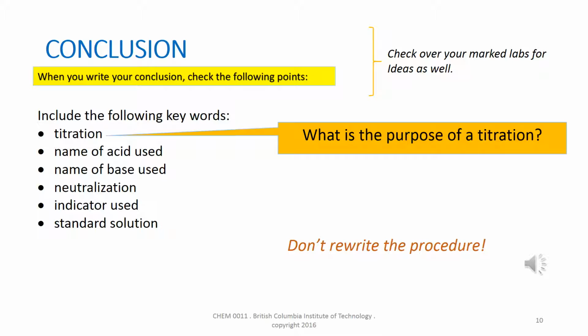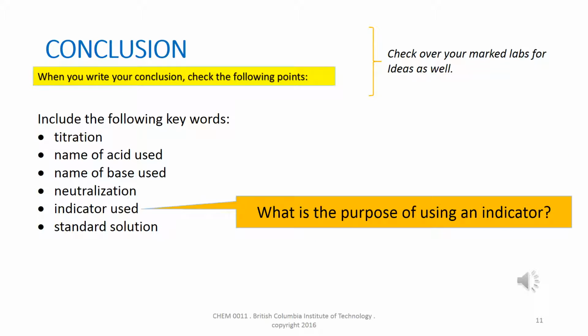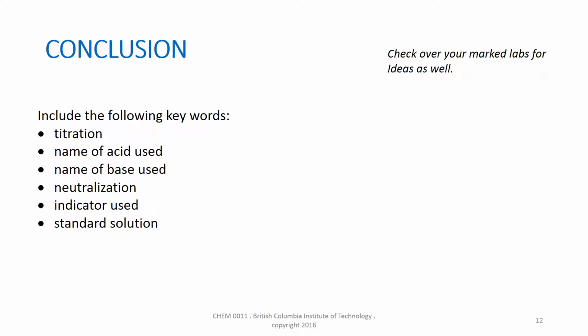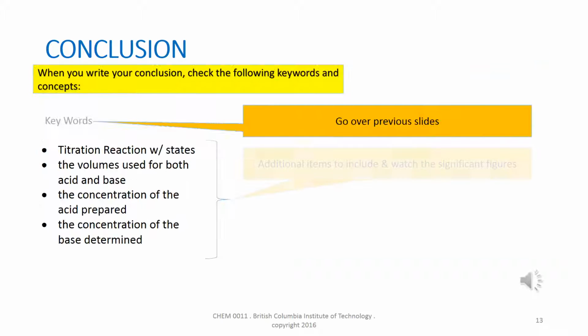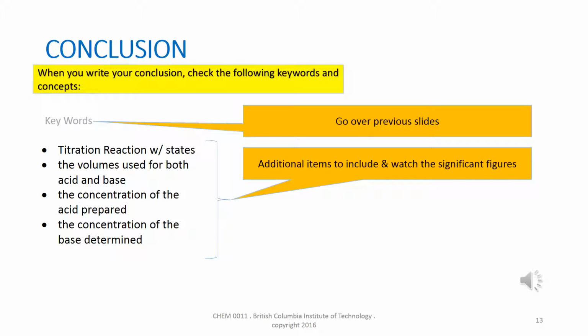You will need to include the set of keywords shown on this slide. You will also need to address what is the purpose of using an indicator. In this last slide, be sure to include the items listed as part of the conclusion and watch your significant figures in the calculations.